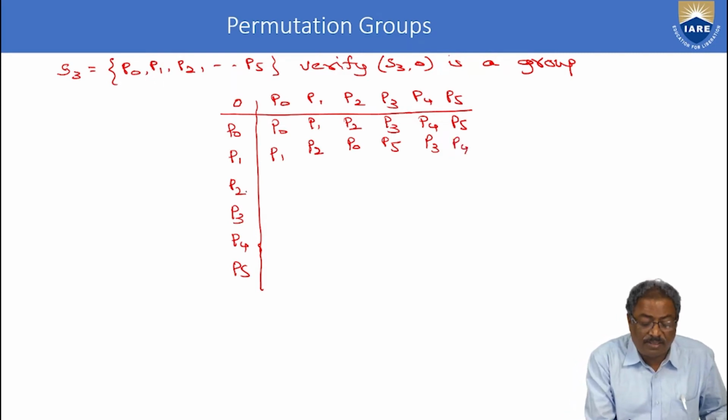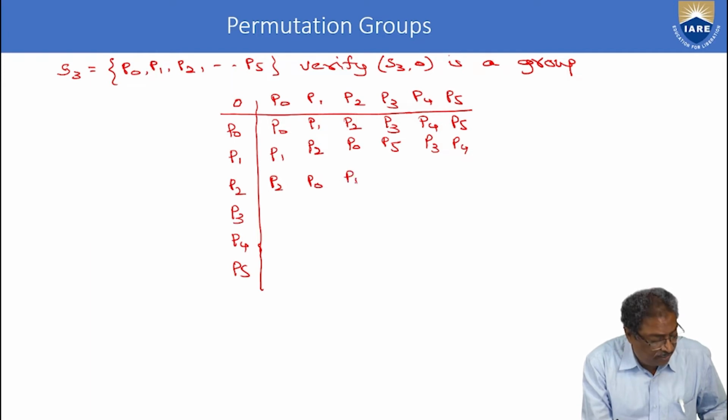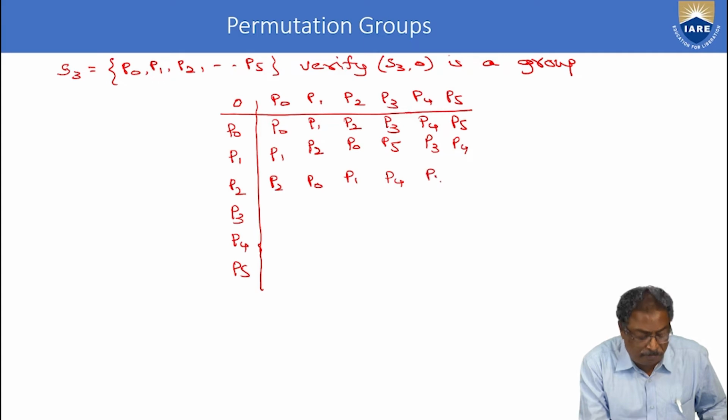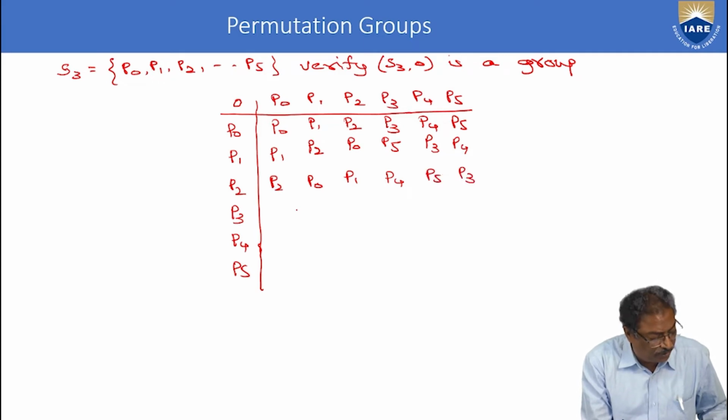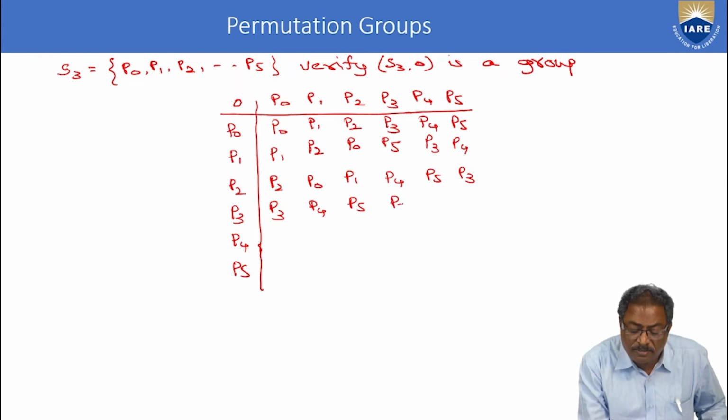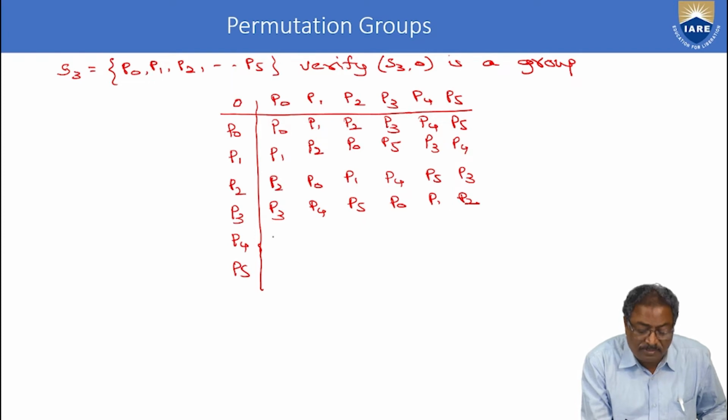Next, P2 P0 is P2. And another one is P0, another is P1, another is P4, another is P5, and another is P3. Then if I take P3, P4, then P5, then it is P0, P1, P2, then this is P4, P5.